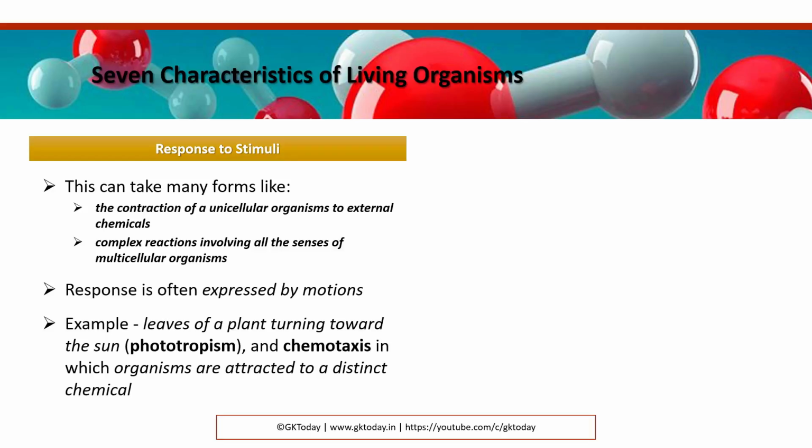So, in case of sunflower, that is phototropism. And there are also insects and plants which react to chemicals by getting attracted towards them. That is chemotaxis.